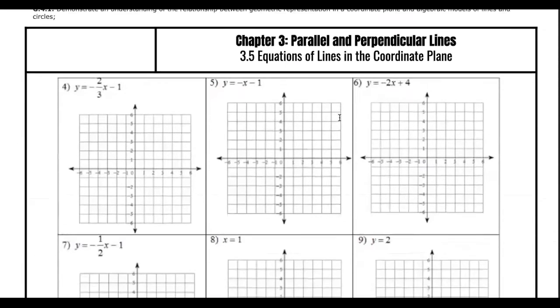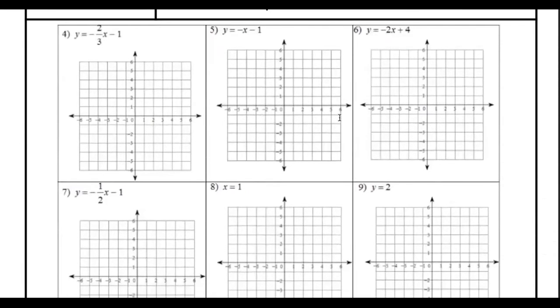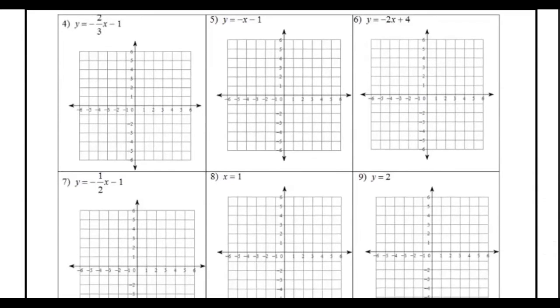We have more practice problems there. You're doing the same thing. You're going through and graphing these equations and their lines in the coordinate plane. So let's look at number 4. It's in slope-intercept form. Y equals mx plus b. So I know m is negative 2/3. And I know b is negative 1. I'm pulling that right from the equation. The number in front of x was m. The number behind x is b.